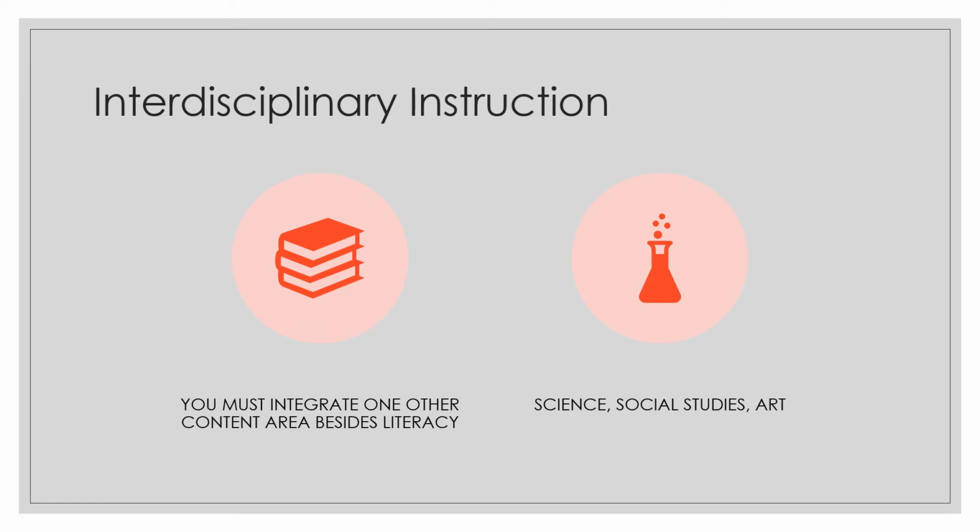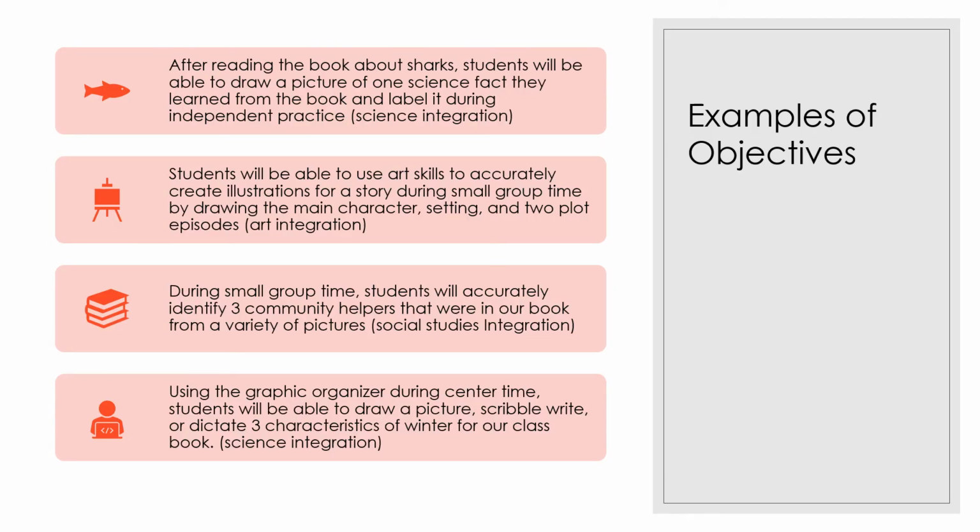They could also obviously use art to illustrate their own story as well. So let's take a look at some examples of objectives. Here's the first one. After reading the book about sharks, students will be able to draw a picture of one science fact they learned from the book and label it during independent practice. So that's how I'm integrating science.